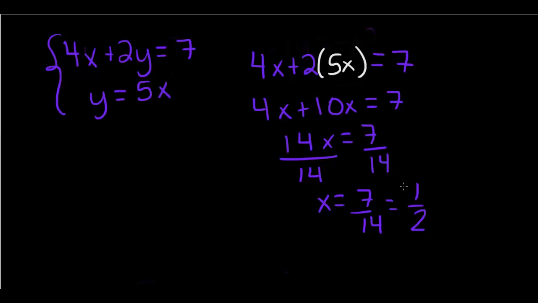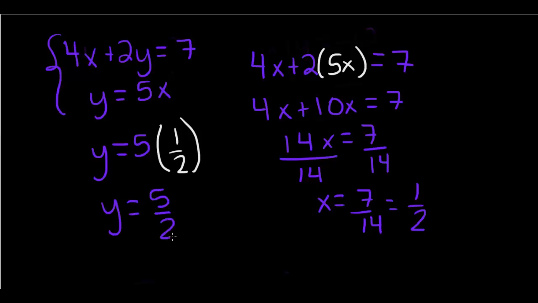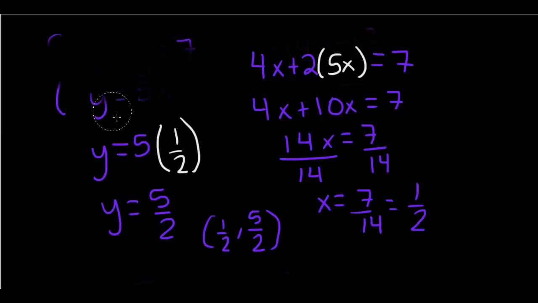Now that I have found that value, I can go back to the other equation and replace x with 1/2. So y equals 5x, which is 5 times 1 over 2, so y equals 5 over 2. The solution to the system is 1 over 2, 5 over 2. This means that if I were to graph these two equations, the lines will intersect at this point. Now let's go over another example.